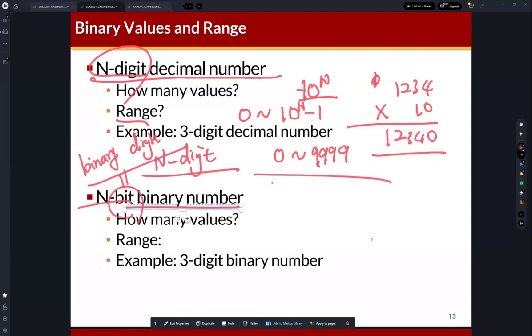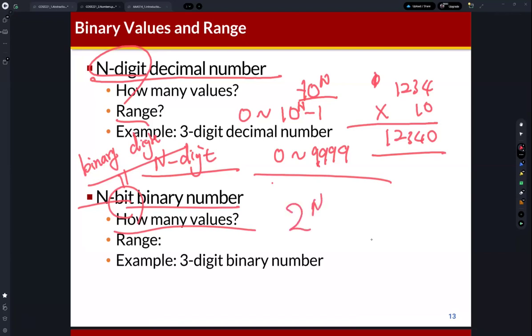Okay. So how many values can be represented? Obviously, 2 to the power of n, right? Because the base is 2, and it's the same in the same way. That's how you can represent 2 to the power of n different values using n digit binary number. And the range is the same: 0 to 2 to the power of n minus 1, right?